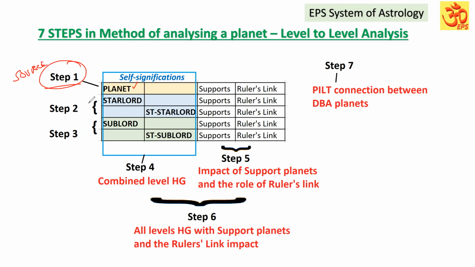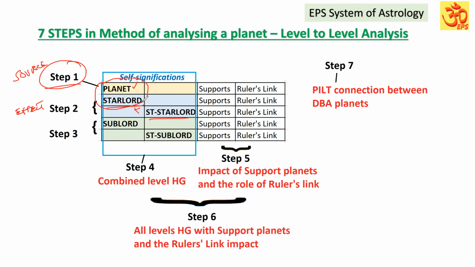Step number 2 is studying the star lord and the star lord of the star lord, that is, studying the effect. While studying the planet, we'll come to know whether the planet has favorable houses or unfavorable houses for a particular event. And when we are studying the star lord, whether the star lord is favorable or unfavorable for a particular event, and we have to study the combined effect of the planet and the star lord in step number 2.